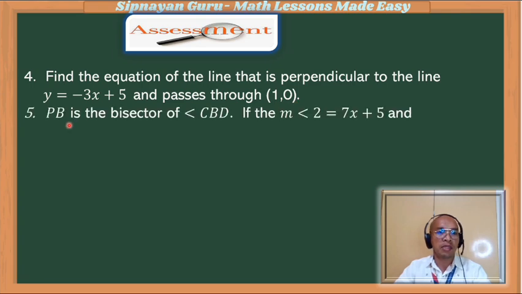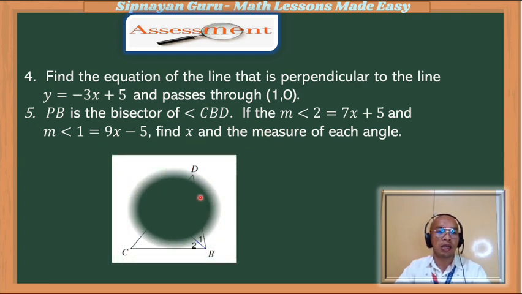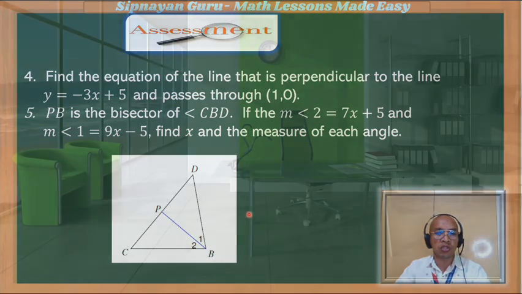Problem number 5, segment PB is the bisector of angle CBD. If the measure of angle 2 is 7x plus 2 and the measure of angle 1 is 9x minus 5, find the value of x and the measure of each angle, using this illustration.